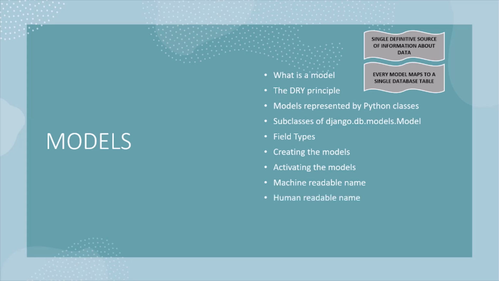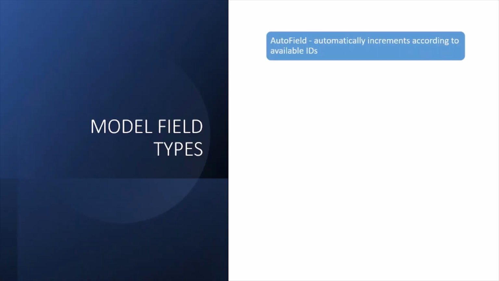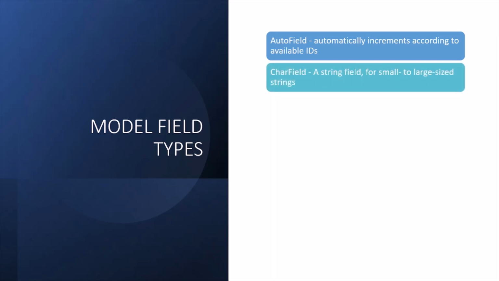Remember that once models are created, what we get is an automatically generated database access API, which we will work with in the next session. But coming now to model field types, we've got the auto field, and this automatically increments. So this can be used as a primary key, for example. It's a numeric field. Then we have character fields, representing strings.